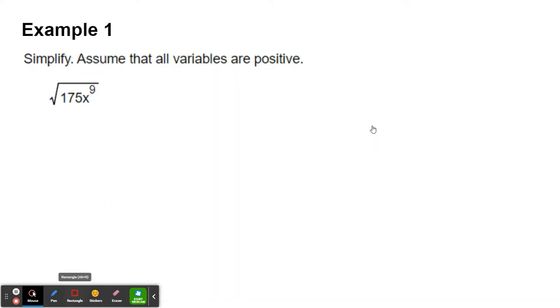All right, question 1. Simplify, assume that all variables are positive. You can ignore that second part. That's for another day. So this is our problem here.